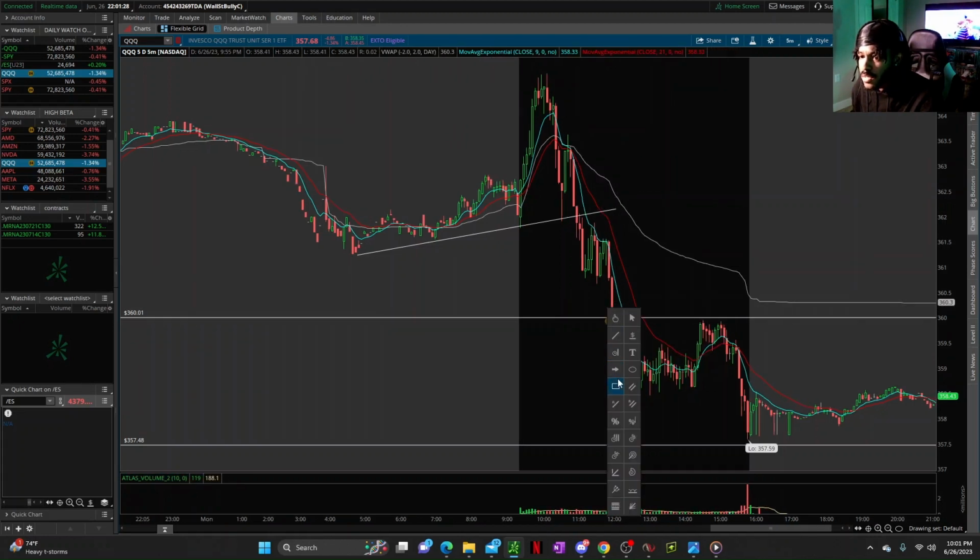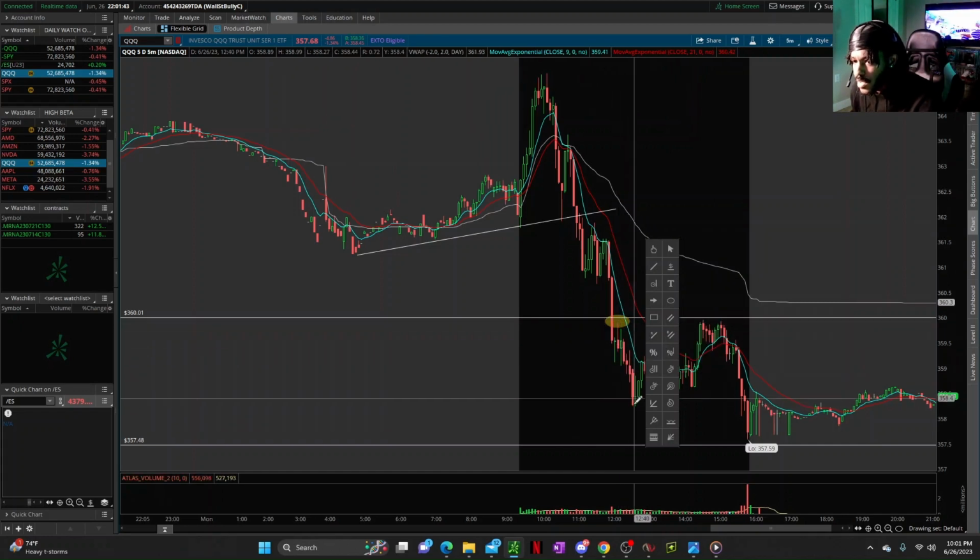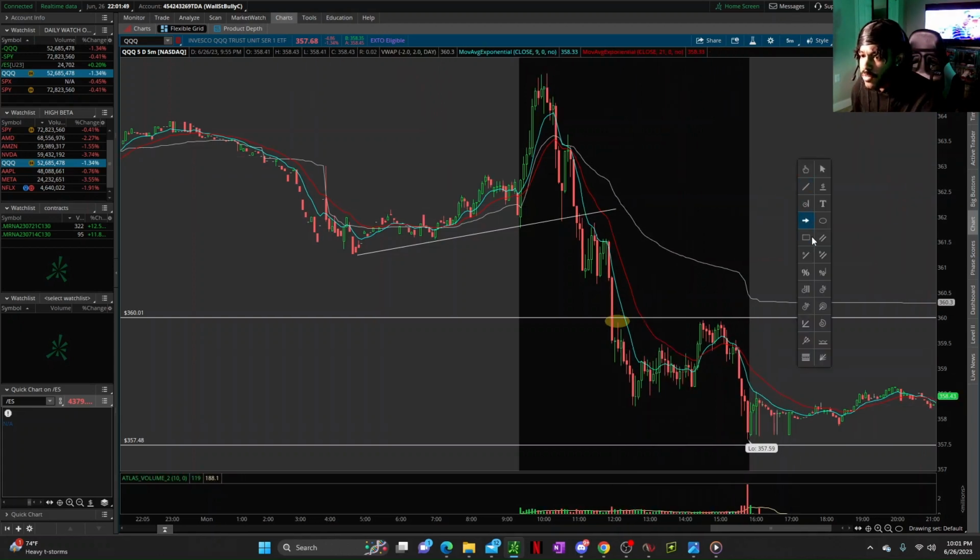So you're not risking anything at all really. You could have entered here, probably put your stop here if you wanted to be safe. Entered here for puts and then played it to the downside and made a move from 360 all the way down to 358 basically. That's a $2 move. Could have made good money off of that.